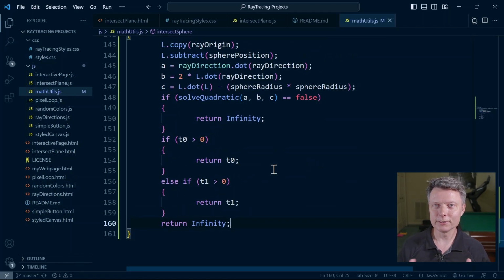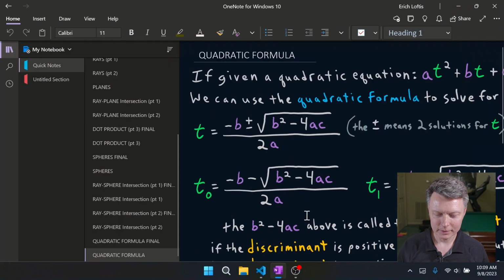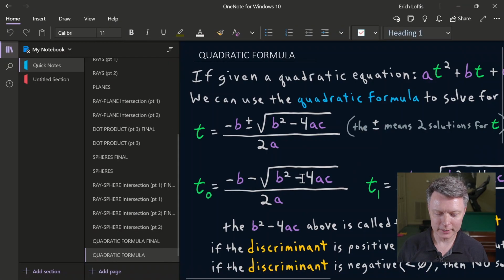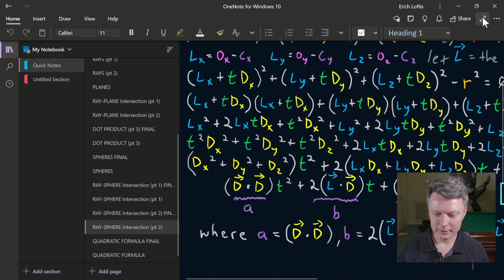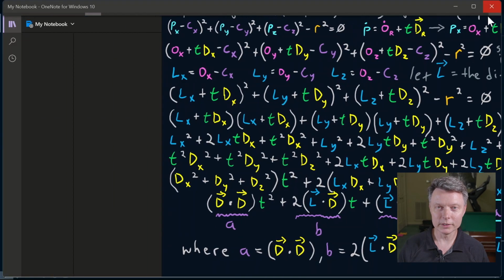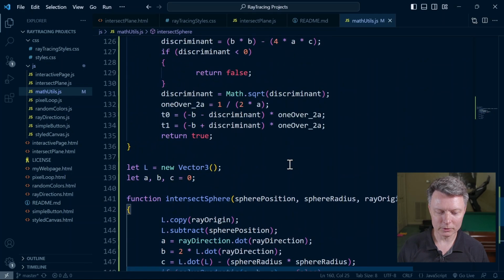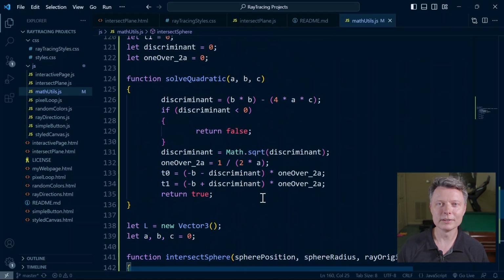Okay, and that's all the functions that we needed to do today. It really wasn't that bad, was it? So even though we had a lot of math, like this whole page of the quadratic formula, and then we had this whole page of math here to get to the quadratic equation, when we boil it down and we get to the code, it's only about 15 lines of code.